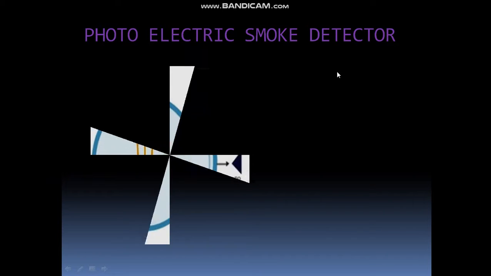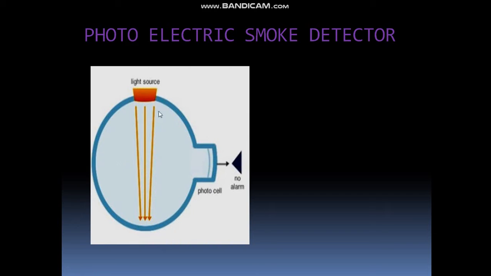Our second smoke detector is the photoelectric smoke detector. We have two smoke detectors: one is the ionization smoke detector, another one is the photoelectric smoke detector. So this is the diagram of the photoelectric smoke detector.